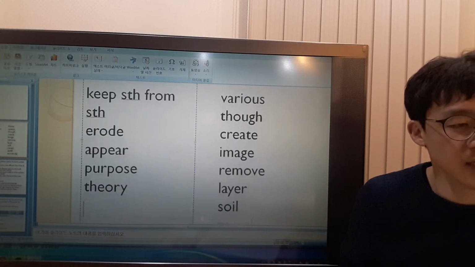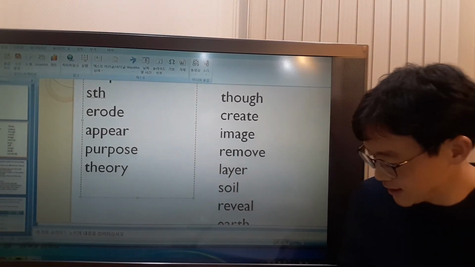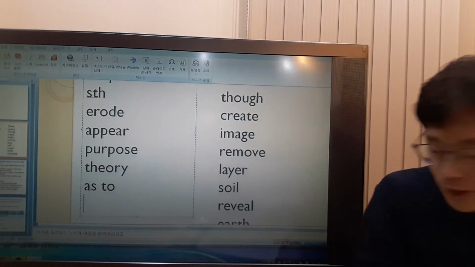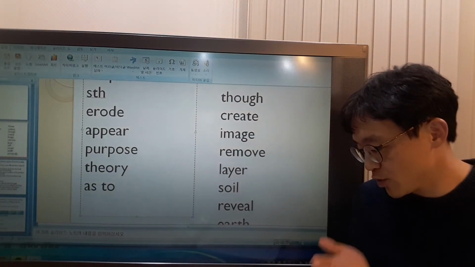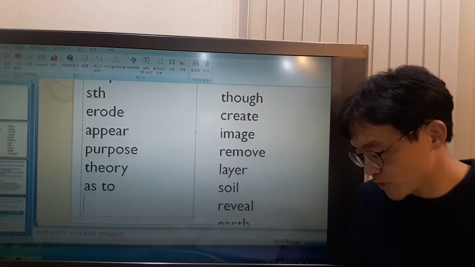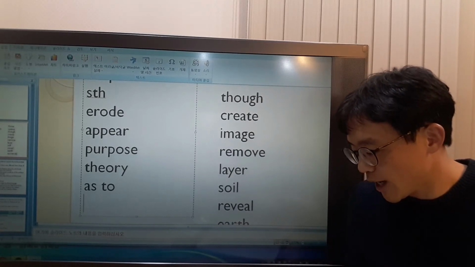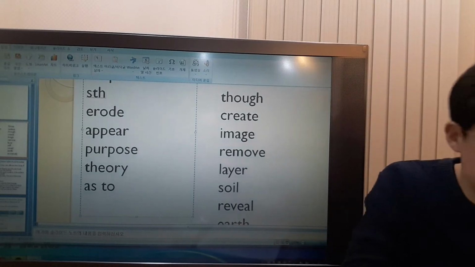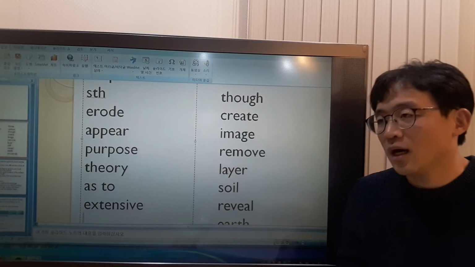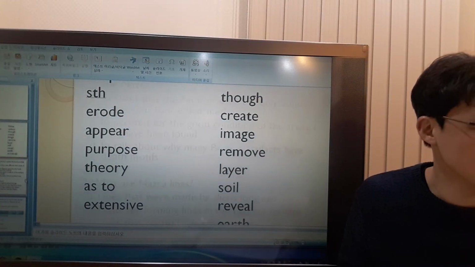Theory is an idea, a formal idea or set of ideas that explains things, all right? As to why. What does "as to" mean? "As to" means "for." Theories as to why they were created means theories for why they were created. Okay? Such extensive. What does that mean? Extensive means covering a large physical area. Do you understand? Let's look at some questions.